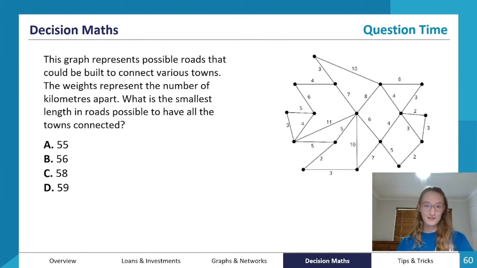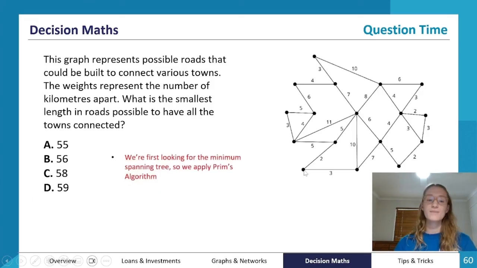Let's apply Prim's algorithm. So what I'm going to do is start with the vertex in the bottom left-hand corner. And I'm going to see that I've got two edges attached to it, one with a weight of 2 kilometers and one with a weight of 3 kilometers. The most cost-effective way to connect in this vertex is by building that road there. So we're applying Prim's algorithm.